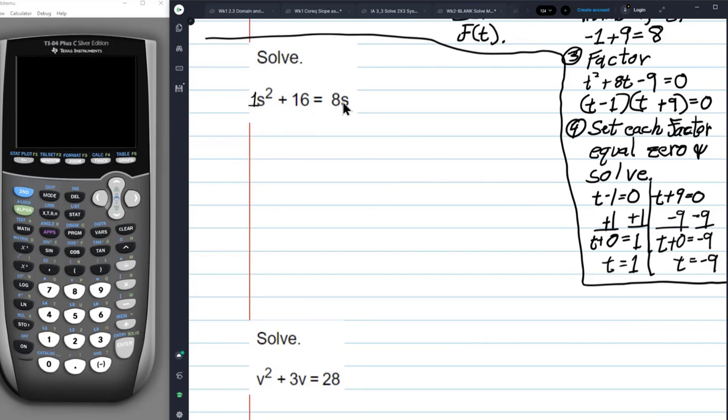Then I'm going to use the zero principle, which means I'm going to subtract the term over here. Oh, that's not a C. It's an S. S is acting like the S now. Okay, so I'll have 1s squared minus 8s plus 16 equals 8s minus 8s is 0. So there you have the zero principle.